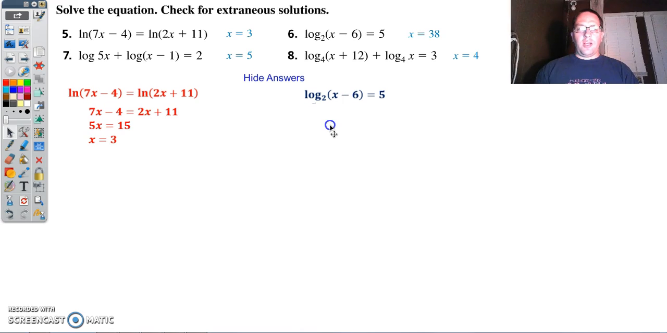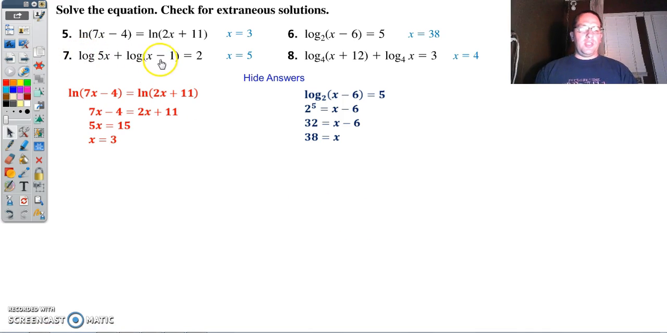Number 6, we do not have logarithms on both sides. So what we're going to need to do here is get the logarithm by itself and write it as an exponent. Well, our logarithm's already by itself. So we just need to write this as an exponent. So the base of our exponent is the same as the base of the logarithm. Answer to the logarithm is the power for the exponent. Argument for the logarithm is the answer for the exponent. So we have 2 to the 5th equals x minus 6. Or we could exponentiate this whole thing using a base of 2. So we need to simplify that. 2 to the 5th is 32. Add 6 to both sides, and x equals 38.